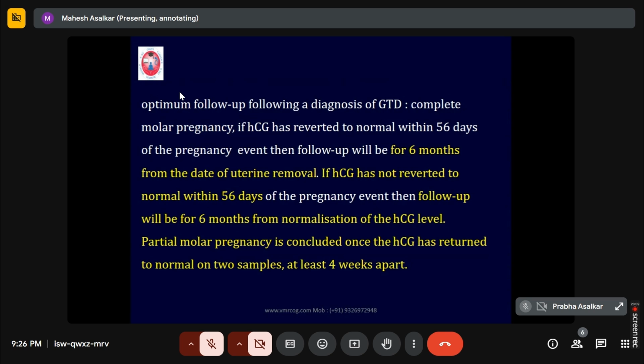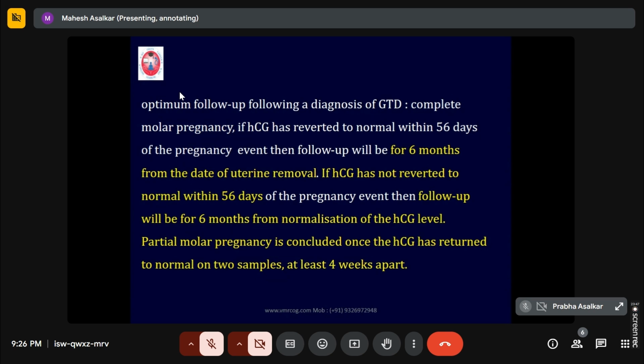Now in partial molar pregnancy, the follow-up is different. What we saw up till now was a complete molar pregnancy: normalization within 56 days, normalization after 56 days. If you are dealing with a partial molar pregnancy, the follow-up is concluded once the HCG has returned to normal on 2 samples at least 4 weeks apart. So you will follow up these patients on beta HCG. Once it comes back to normal, another sample after 4 weeks, both samples negative, the follow-up is concluded. Partial molar pregnancy follow-up, you understood? 2 samples negative at 4 weeks apart, the follow-up is completed.